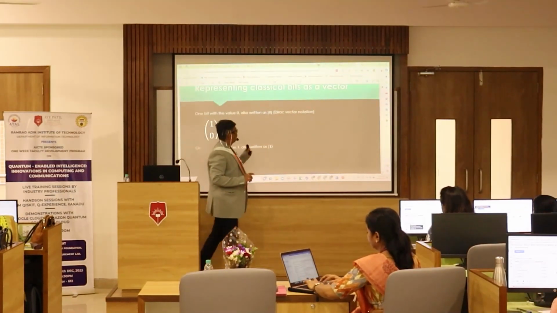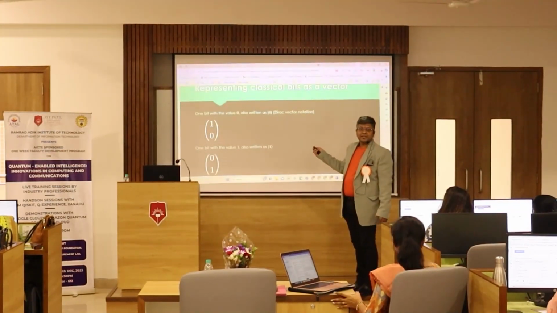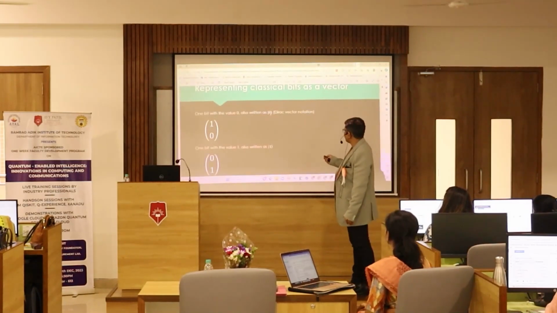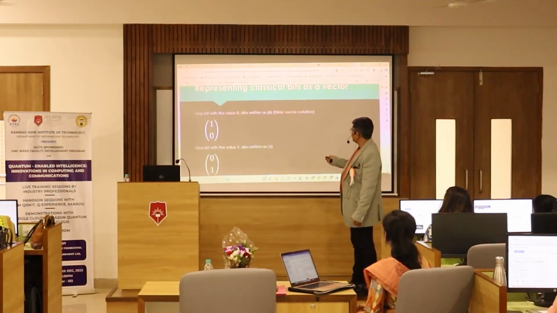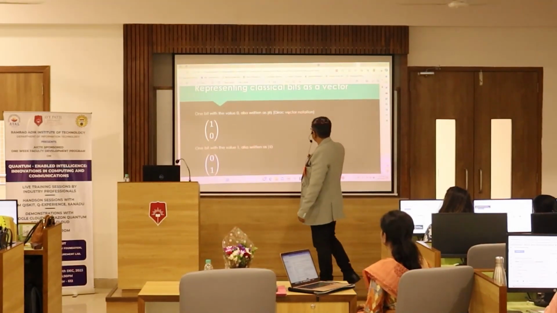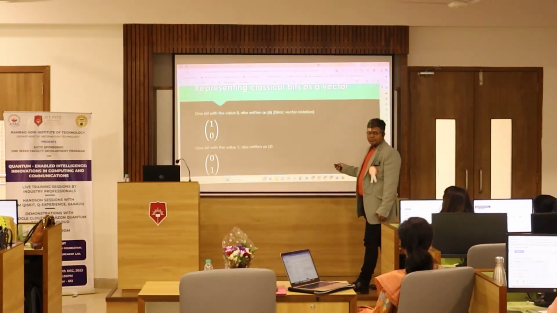Representing classical bits as a vector, which is also called Bra-Ket notation in quantum mechanics. So this is ket 0. And then there is something like this bracket, and you can write something which is called bra notation, which is ket notation. So this is overall called Dirac vector notation in quantum mechanics.